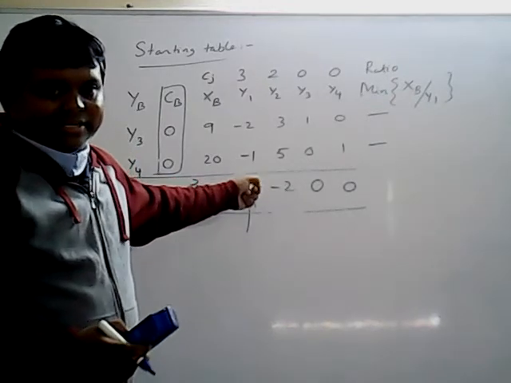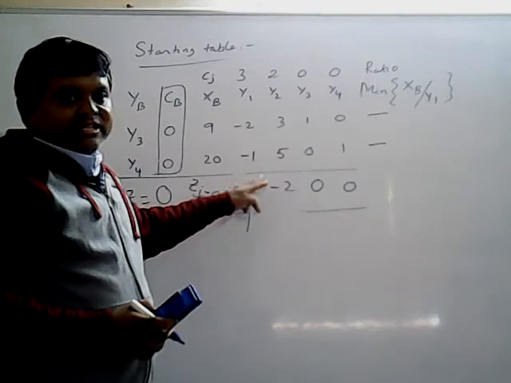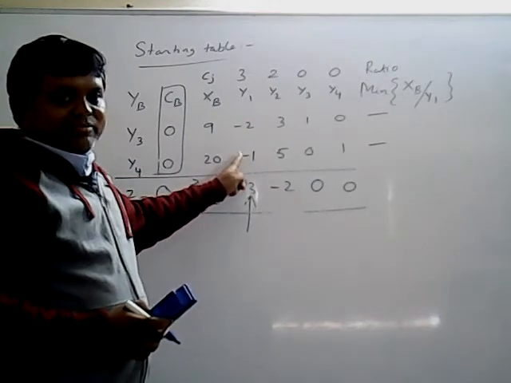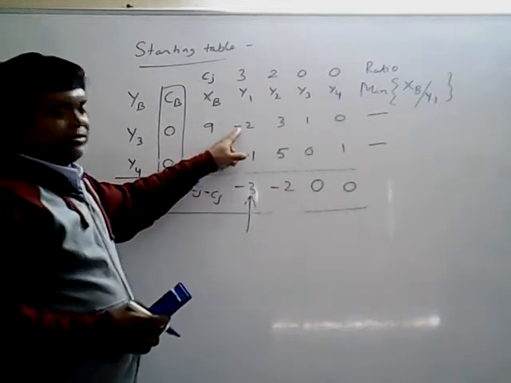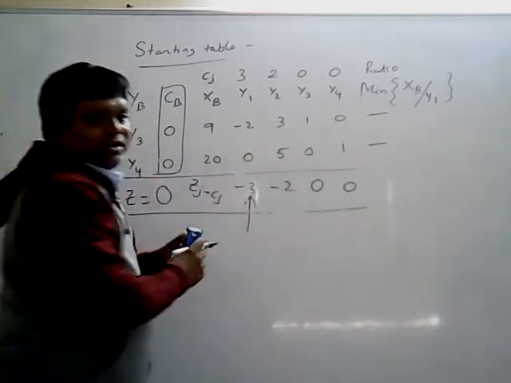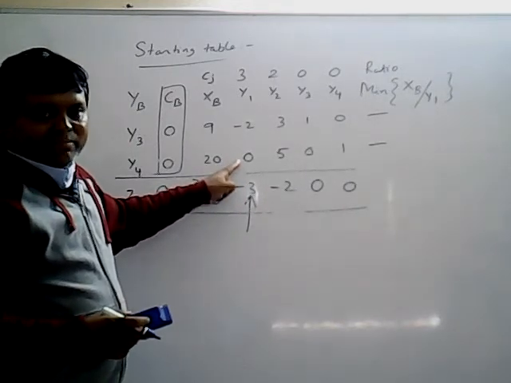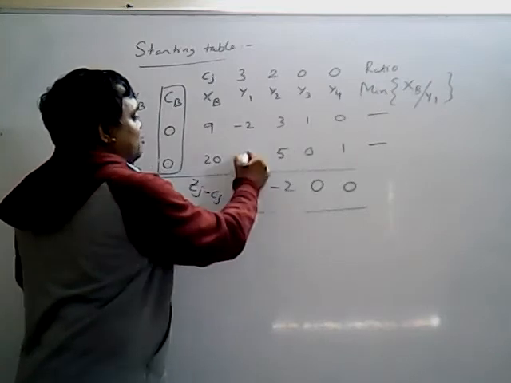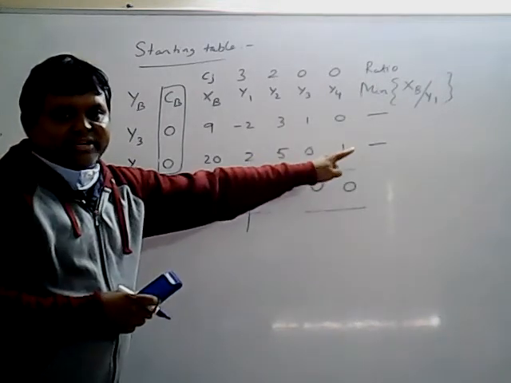I am getting this in the initial table. Sometimes you may get it in the first table or second table. In your entering column, at least one positive is required. But in this case both are negatives. Sometimes you may get one negative number and one zero, then also it is an unbounded solution only. Only a positive number is required. Positive means, suppose 2 is there, 1 is there, more than 0, then the ratio exists.